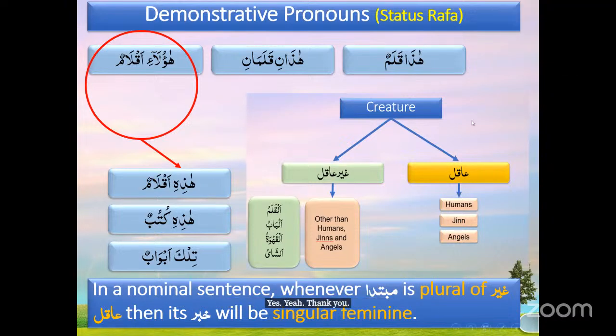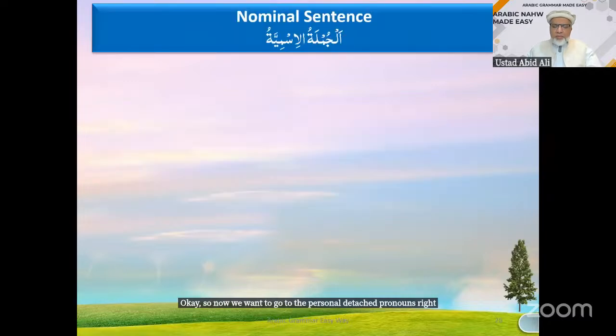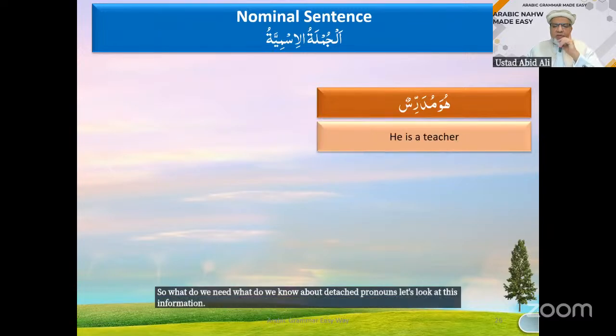Thank you. Okay, so now we want to go to the personal detached pronouns, right? So what do we need? What do we know about detached pronouns? Let's look at this information. First, we look at the examples.